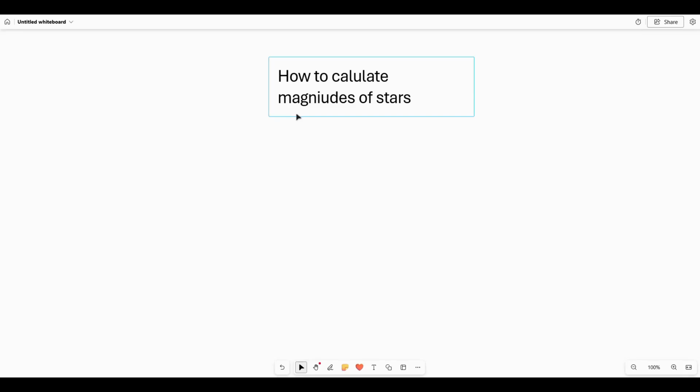Guys, today my name is Sheikh Nisar Hussain, and today we are gonna learn how to calculate magnitudes of stars. So first, to start off, magnitude of stars means how bright the star is.